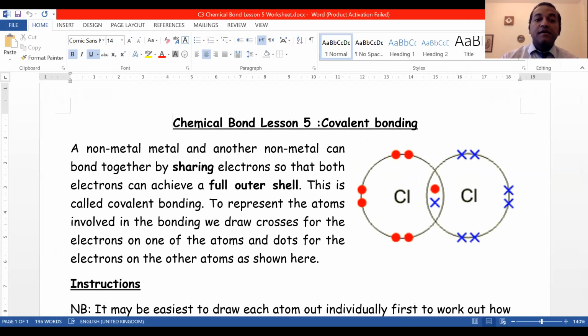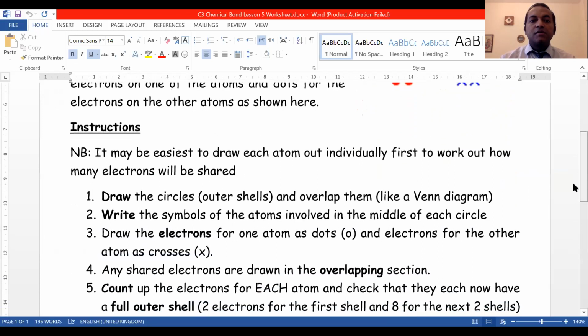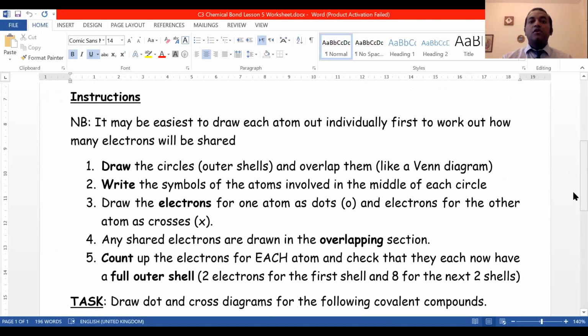A non-metal and another non-metal can bond together by sharing electrons so that both atoms can achieve a full outer shell. All right, this is called covalent bonding. Okay, so there is some instruction here to help you. Draw the circle outer shell and overlap them like a Venn diagram in the mathematics that you learned. Write the symbol of the atom involved in the middle of each circle. Draw the electrons for one atom as dots and the other atom's electrons as crosses. Then share, overlapping, put together.